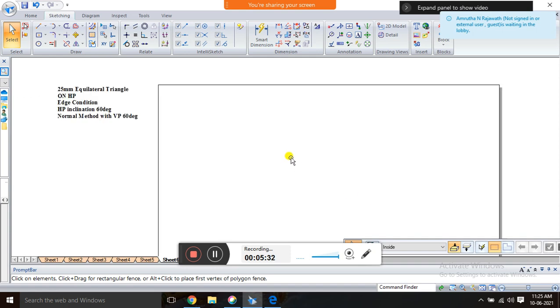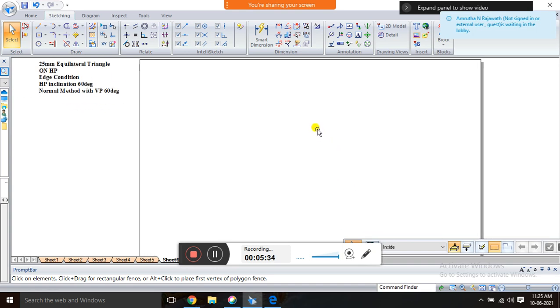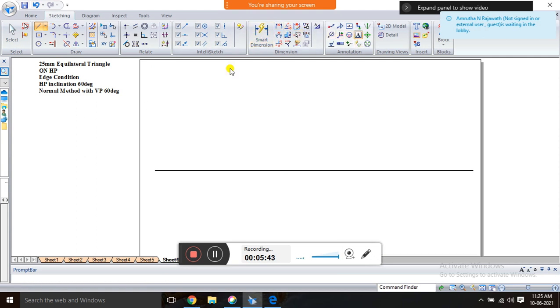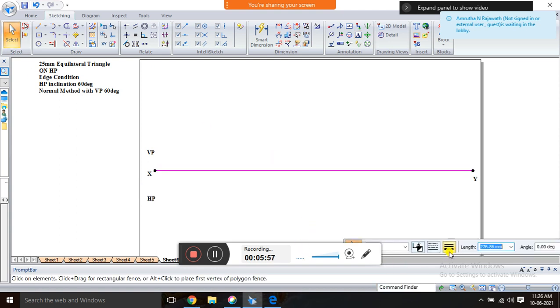So here start constructing. First what you have to do, you have to take a scale and pencil and draw the XY line, X and Y. Next you have to show VP and HP. Clear? So this is the first important thing. You have to write XY line, VP, HP. And first you have to construct the first position.